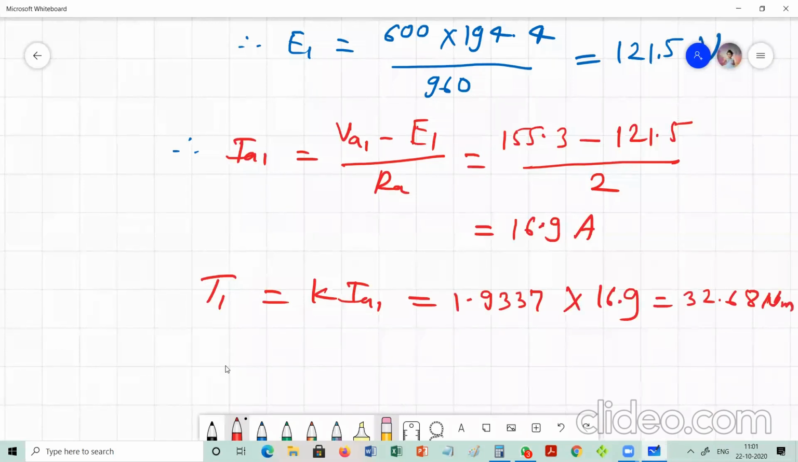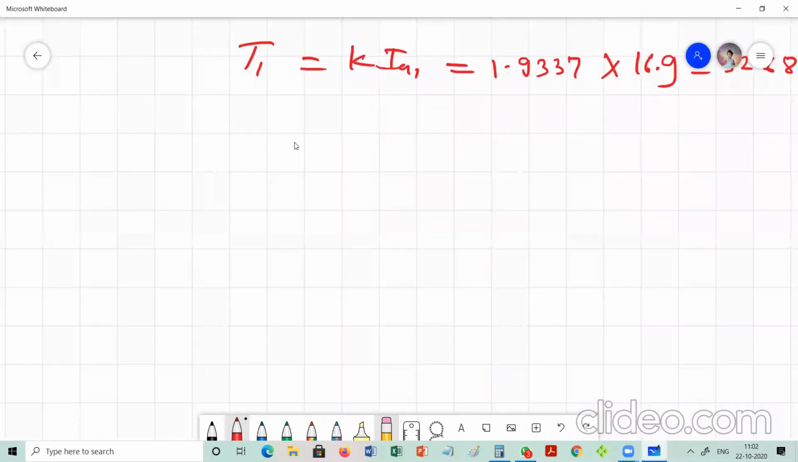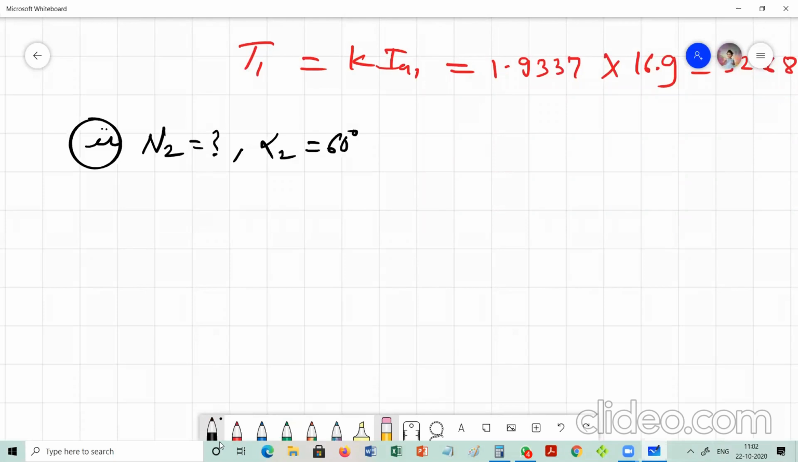This is the calculation for part 1. Now we can go for calculation of part 2. In the second part, they ask for calculation of speed. What is the value of speed, E2, if alpha 2 is again equal to 60 degrees and T is equal to 20 Newton meter.